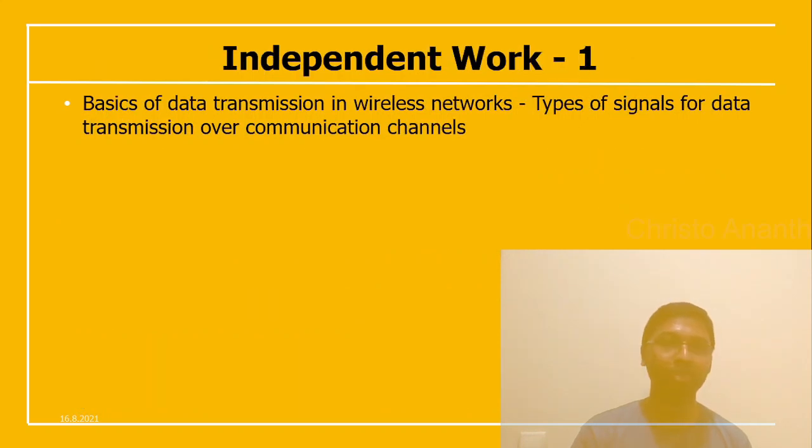This is your assigned work: basics of data transmission in wireless networks, and what the types of signals are for data transmission over communication channels. Please go through them and complete them. I have already given you the instructions. Please submit them in the HEMIS and I will check them as soon as possible.